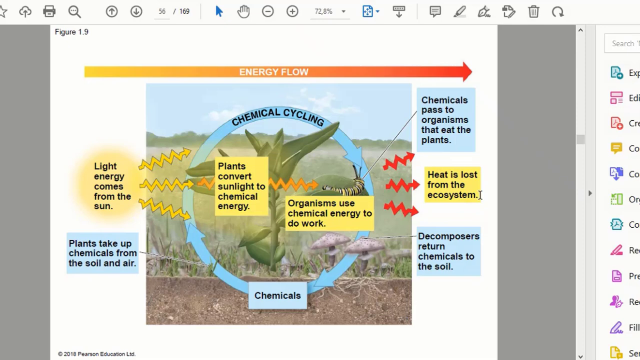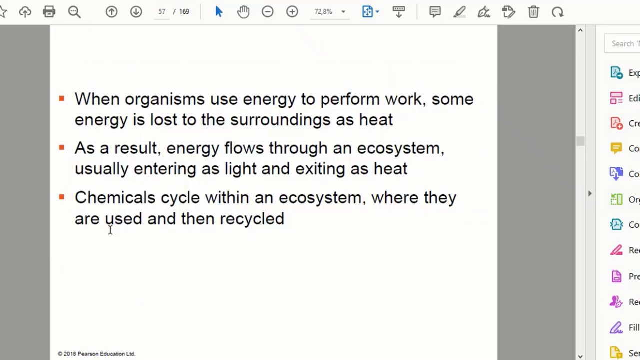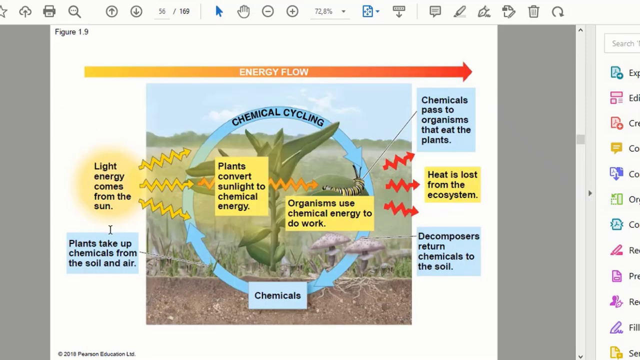One of the benefits, if you can put it like that, is the decomposers that return chemicals to the soil, and then the plants will take chemicals from the soil and air, and it will be converted and form a position more or less like a cycle, but this is the energy flow. I will explain this further.